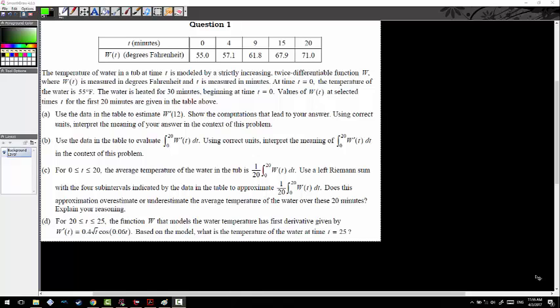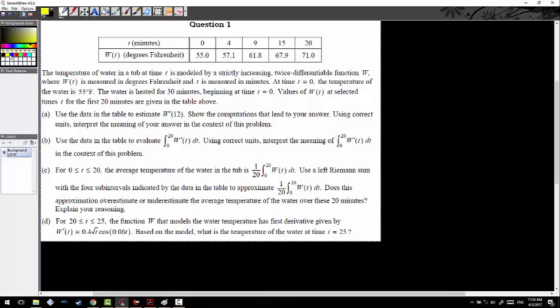Alright, let's look at the 2012 FRQ section. So, it's a typical table Riemann Sum type problem where we're given the temperature of water in a tub at time t is modeled by the strictly increasing twice differentiable function w, where w of t is measured in degrees Fahrenheit and t is measured in minutes. At time equals 0, the temperature of the water is 55 degrees Fahrenheit. The water is heated for 30 minutes beginning at time 0. Select values of w of t are given for the first 20 minutes.